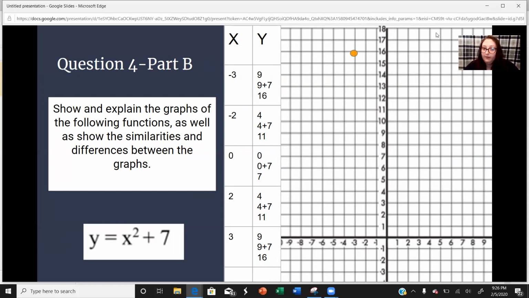And there's our point. -2 squared is 4, and 4 plus 7 is 11, so our point is -2, 11. 0 squared is still 0, but we're adding 7, so it will just be 0, 7. 2 squared is 4, and 4 plus 7, again, is 11. And 3 squared is 9, and 9 plus 7 is 16.